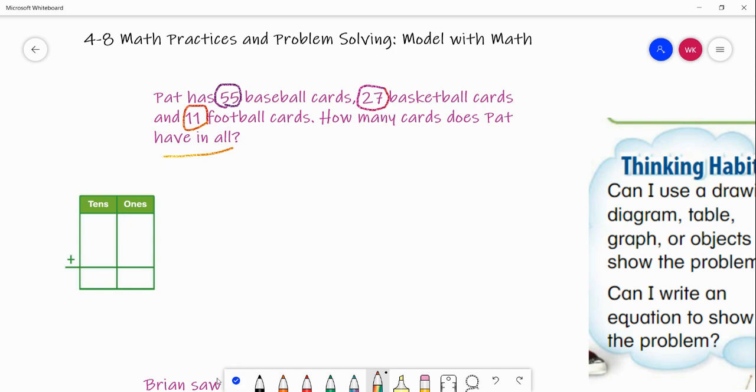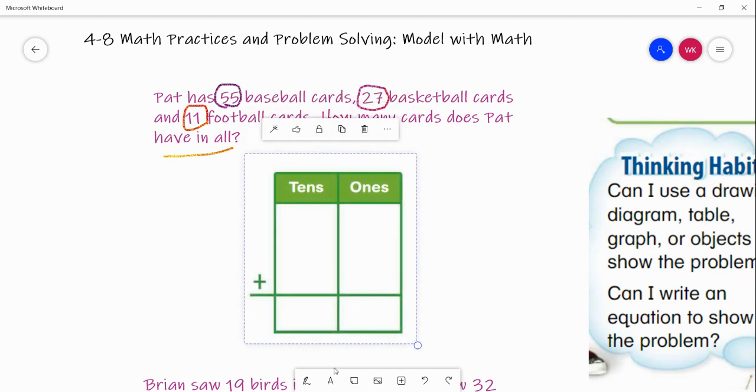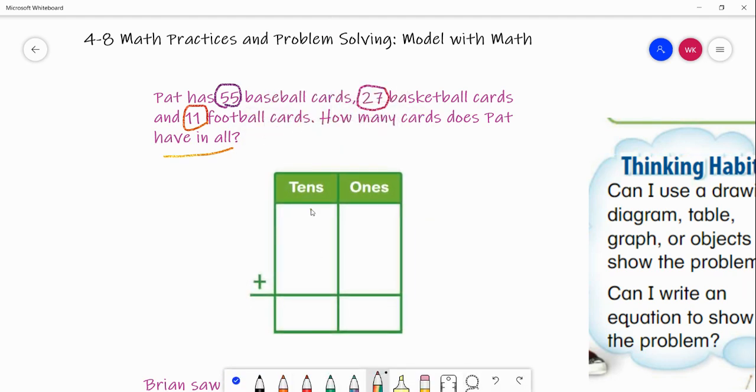So I'm going to go ahead and put our numbers in this tens and ones box. And make it a little bigger though. There we go. All right, so our first number is 55. Our next number is 27. And then our last number is 11. So we're going to add all these numbers together. First thing first, I'm going to add 5 and 7. And I know 5 and 7 equals 12. So 5 plus 7 equals 12.